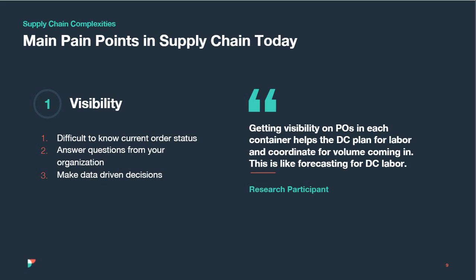When we talk about visibility, everyone has a different interpretation, but it's really being able to know the status of my order. If the purchasing team placed that order 90 days ago, what's happening with it? Where are we in terms of the production cycle? Are those goods ready to be shipped? Are they going to arrive in the DC on time? That entire chain of events. Clients really wanted to make more data-driven decisions, because knowing what happens in the cycle with a PO can ultimately lead to things downstream, like planning labor in your DC. So it's all very interconnected.